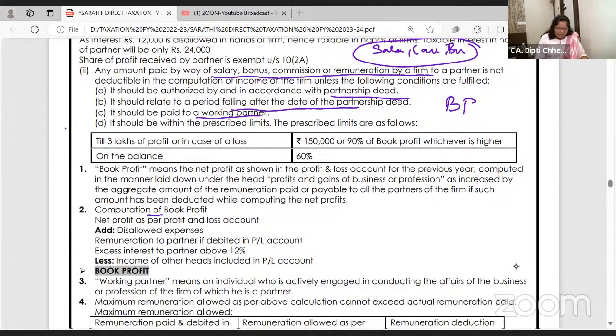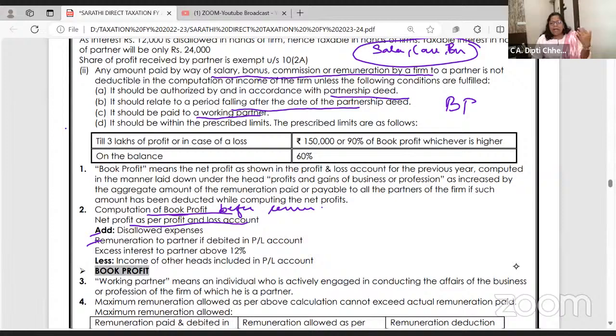Now, what is this book profit? Book profit is your net profit as per P&L account. Add all disallowed expenses like depreciation as per books, personal expense and capital expense. Add back remuneration if you have paid. Why are we adding back remuneration? Because we want book profit before remuneration. So whatever remuneration you have paid, add it back.